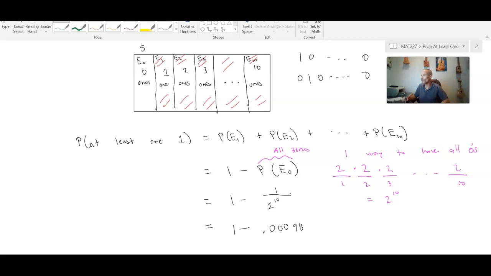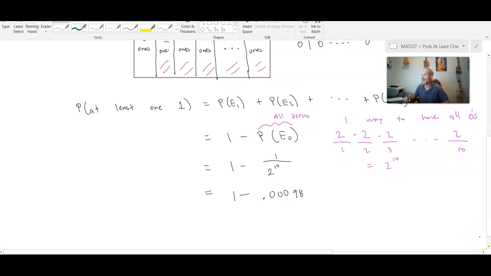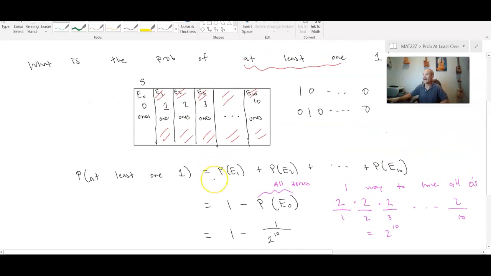This number is 1 over 1024, which comes out to about 0.00098. And if we subtract that away from 1, we get 0.99902. So that means there's about a 99.902% chance that we get at least 1 one in there. And that makes sense, because if we're just randomly choosing 1s and 0s, in all likelihood we're easily going to get that 1. We're not going to get 10 ones very often, but you can see visually that the parts shaded in red take up way more space than the parts that are unshaded.